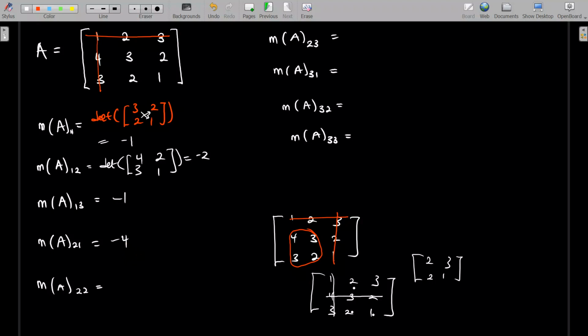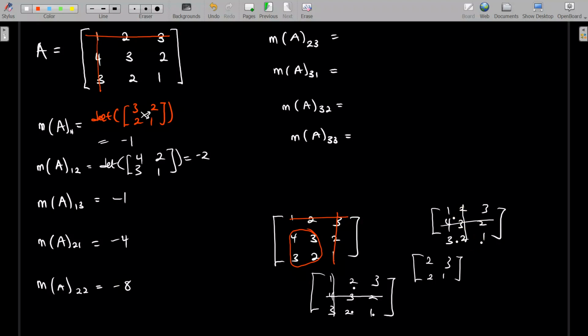M22 is still the same matrix: 1, 2, 3, 4, 3, 2, 3, 2, 1. Okay. Then you delete row 2 and then column 2. So you'll be left with 1 times 1 minus 3 times 3. So that's 1 minus 9, which is negative 8.